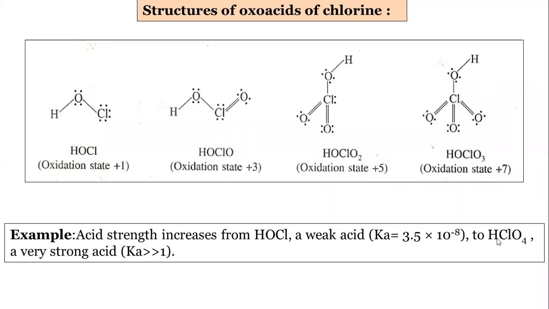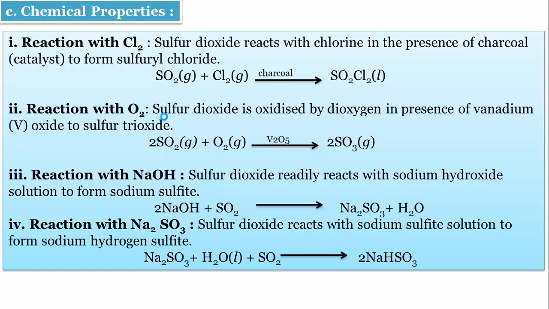HOClO3 is also called HClO4 because the formula is the same, only the presentation is different here. So both the acids are the same, HOClO3, or it is also called HClO4. This is perchloric acid. It is the most acidic, and this is the least acidic. I think this part is completed.